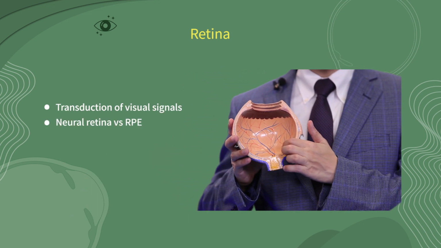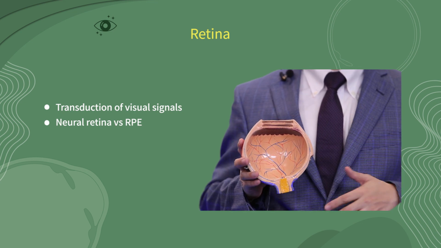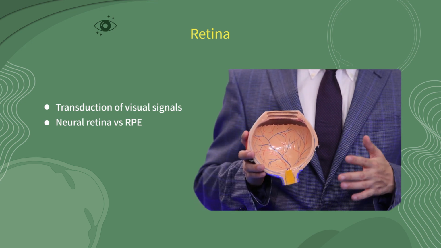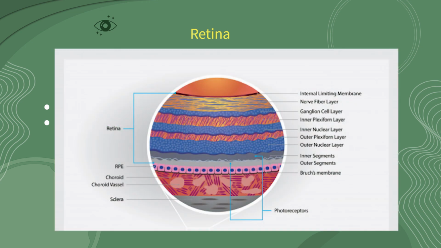Retina is the innermost layer of the eyeball. It is where the visual signals are transformed into neural signals. There are two layers in the retina, neural retina and the retinal pigment epithelium. Here we have three layers of neurons and three layers of connecting fibers.